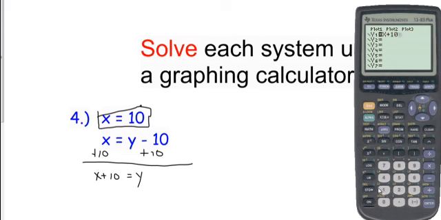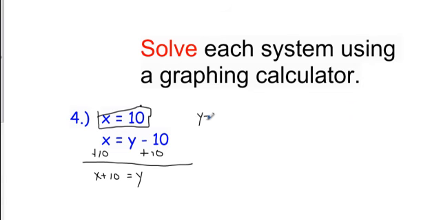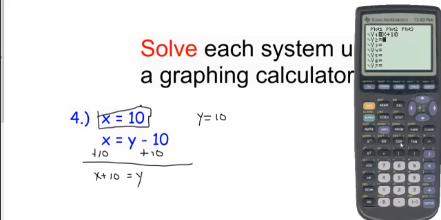On paper, it doesn't matter whether this is left to right or right to left, but in the calculator it does. The y has to be on the left. Now, this equation, x equals 10, I have no option in this graphing calculator to change that to an x. So I'm going to make it y equals 10, which is not valid. It changes the problem entirely, but it's going to show you something in the graphing calculator.